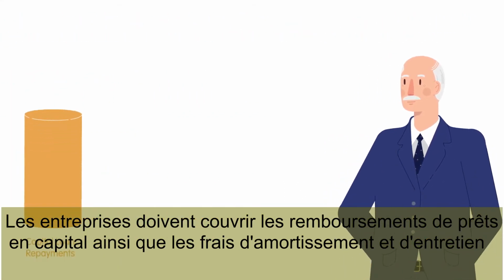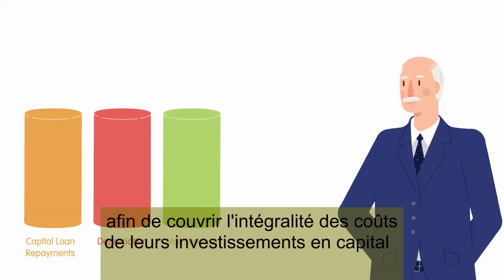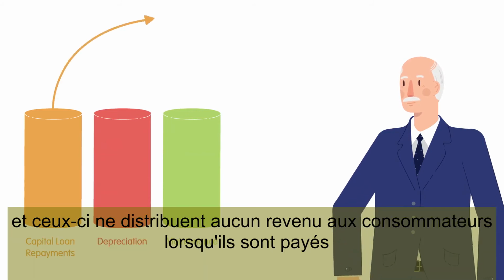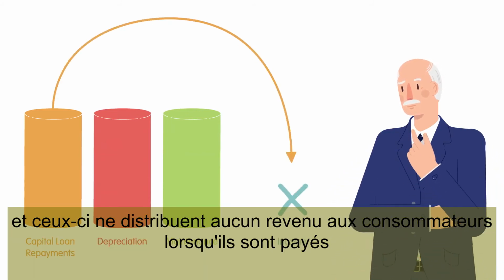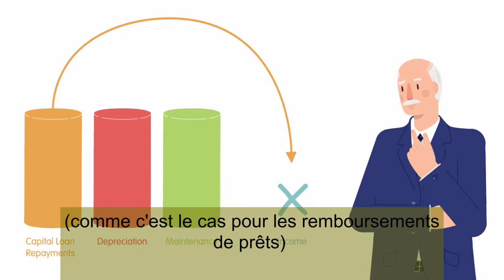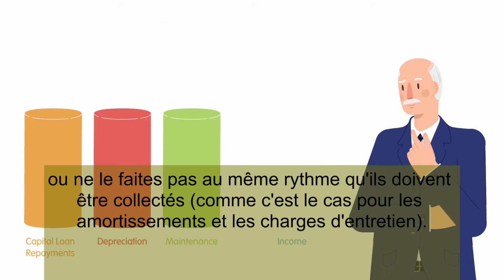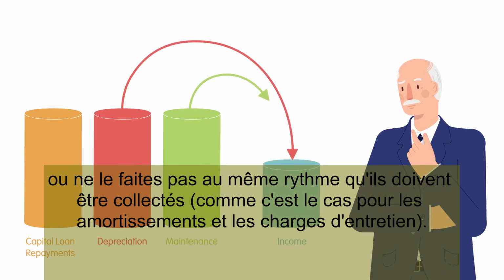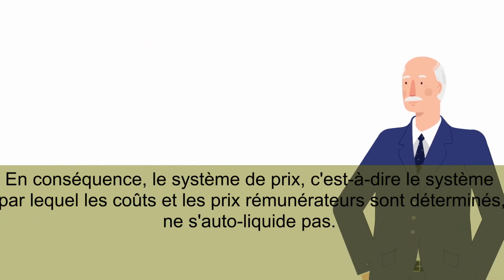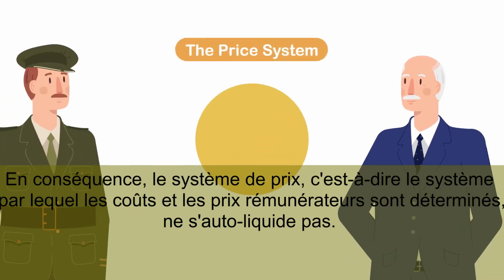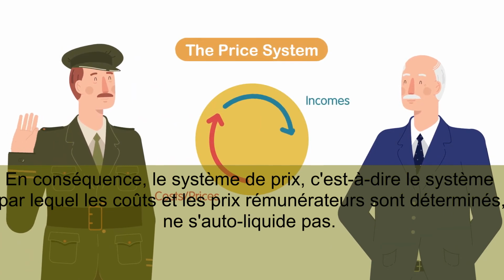Companies must cover capital loan repayments as well as depreciation and maintenance charges in order to cover the full cost of their capital investments, and these either do not distribute any income to consumers at all in being paid, as is the case with the loan repayments, or do not do so at the same rate as they must be collected, as is the case with depreciation and maintenance charges. As a result, the price system, i.e. the system by which cost and remunerative prices are determined, is not self-liquidating.